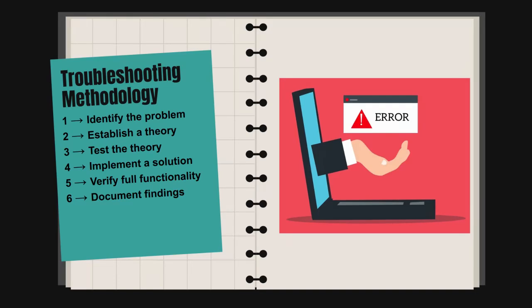Now, back to the troubleshooting methodology. These are kind of like your roadmap to solving problems in the field. Successful troubleshooting follows a method. Always identify the problem, establish a theory, test the theory, implement a solution, verify functionality, and always document findings.